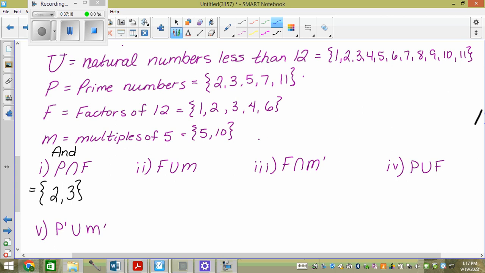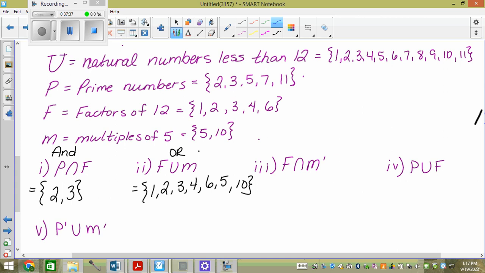Okay. Is this an and or an or? Or. Okay. So we want an F or M. So 1, 2, 3, 4, 6, 5, 10. I can completely write them out of order, and it doesn't matter. It does in my heart, but other than that, it doesn't matter for your marks. So you can write them out of order.